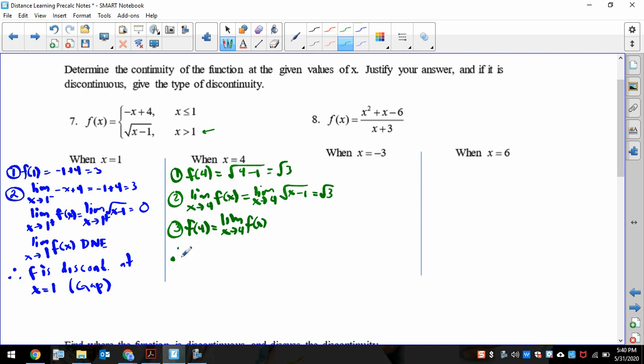So we can say, therefore, f is continuous at the x value, x equal 4. All right, let's check this one over here.